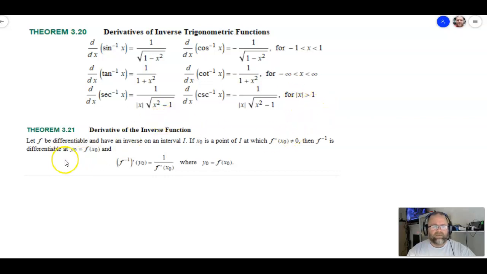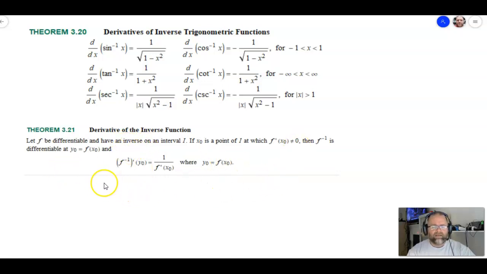All right, and then we also have the derivative of the inverse function. So here it says let f be differentiable and have an inverse on an interval I. So that basically means that it's continuous over that interval, because in order to be differentiable, it also has to be continuous. It's differentiable, and it also has to be 1 to 1. Why? Because the inverse exists on that interval.